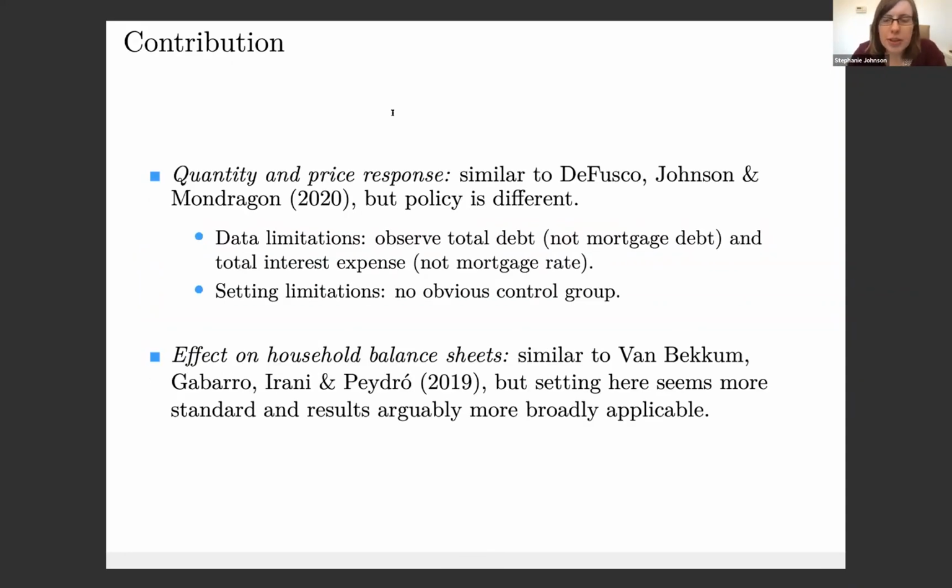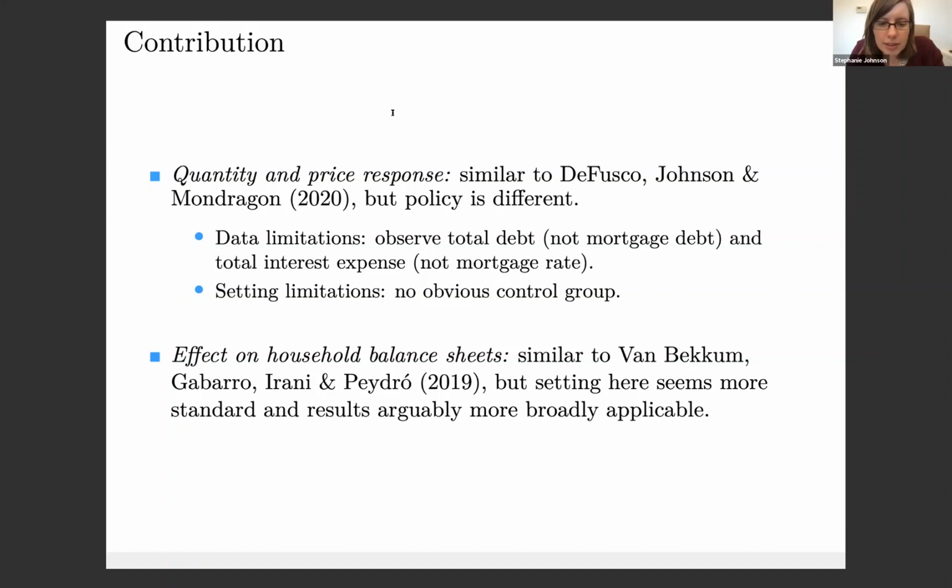In terms of the contribution, the quantity and price response analysis is pretty similar to what we did in our paper, except obviously this is a different policy, and so there is a marginal contribution there. The issue with this analysis, which I'll get into in more detail later, is that only total debt is observed, not mortgage debt specifically, and they also only see total interest expenses, not the mortgage interest rate. On top of that, there's also no obvious control group, which makes it a little bit more difficult to do this analysis.